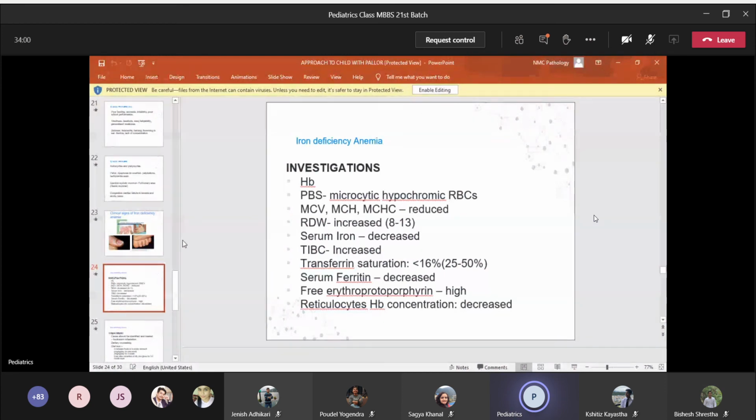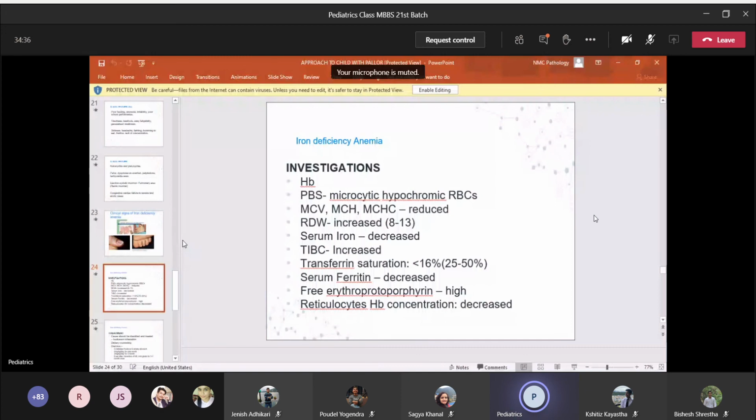So due to this, the MCV, MCH, MCHC all will reduce. Red cell distribution width will increase. What is the normal value of the RDW? It's 8 to 13. If we do the iron level, it will decrease. Normally the iron level should be above 50 micrograms per deciliter. As a result, stored iron, that is serum ferritin, is also decreased, and transferrin saturation will also decrease. The normal transferrin saturation should be 25 to 50%. And due to this, the TIBC will increase.